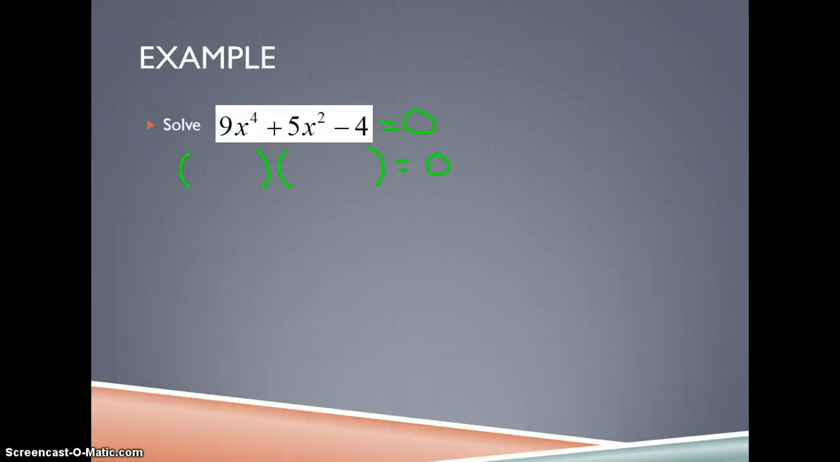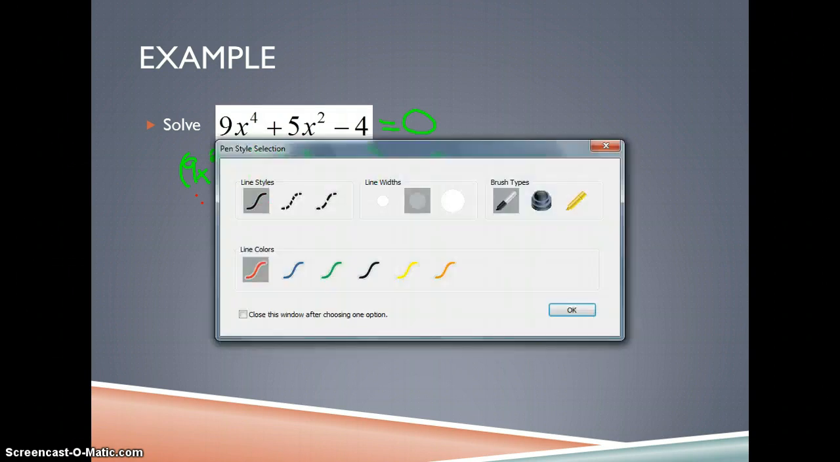I think I'm going to do 9x, and I think I'm going to do 4 here. I think I'm going to do x and 1. This will be plus, this will be minus. If we check this, I get positive 9x. Big thing, make sure those are squared. I get positive 9x squared, and here I get negative 4x squared. Those do combine to get 5x squared, so we're in good shape there.